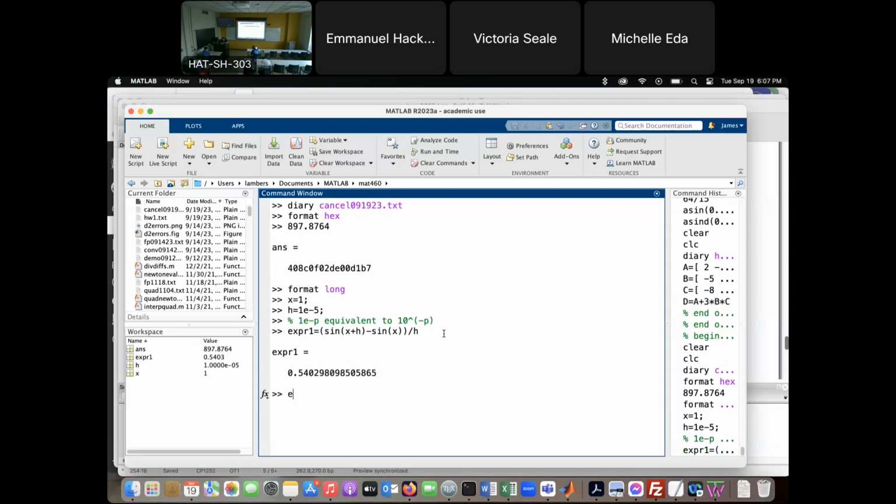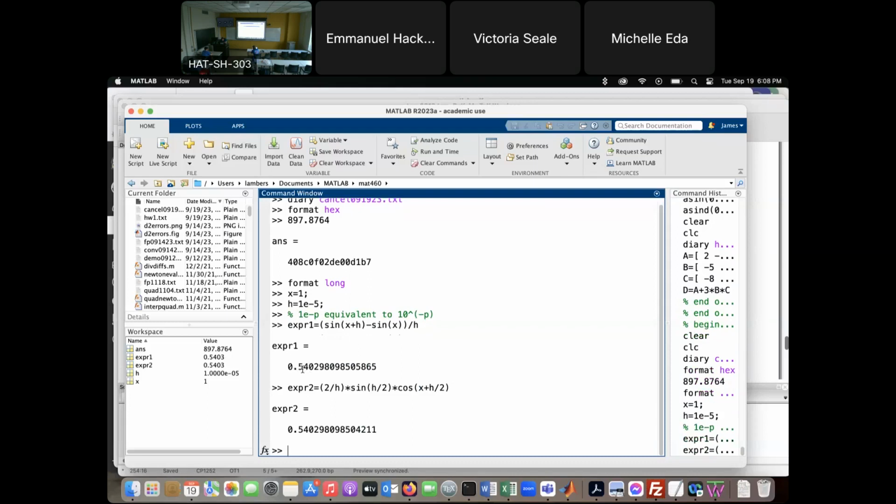Now I'm going to write a second expression. Remember, I rewrote this formula using sum-to-product identities. That expression is 2 over h times sine of h over 2 times cosine of x plus h over 2. Let's see what that looks like, because these two are supposed to be equivalent. Let's see what actually happens though in floating-point arithmetic.